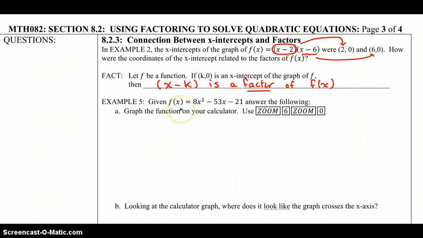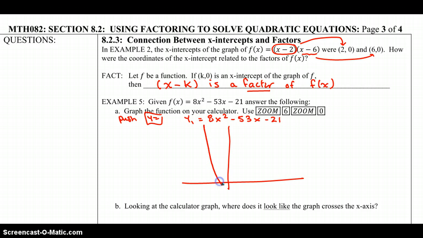So given f of x equals 8x squared minus 53x minus 21, we're asked to answer the following. So the first thing is to graph the function on your calculator. So again, we would first push y equals to get into that screen, and next to y1 we would type 8x squared minus 53x minus 21, zoom 6 for the standard zoom, and then zoom 0 to adjust the y min and y max for that screen.